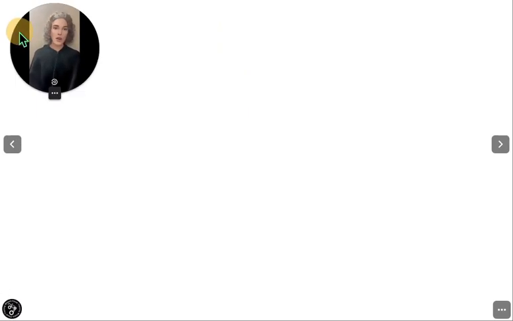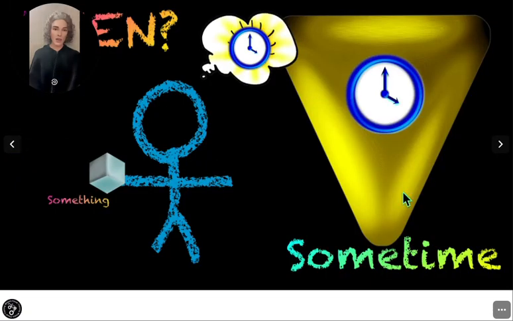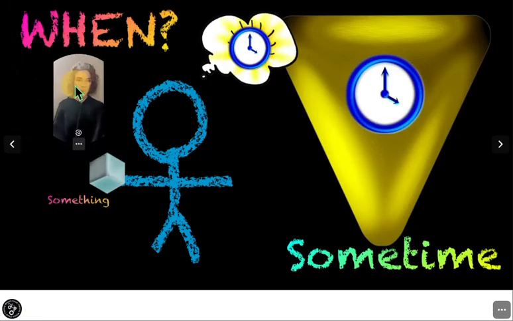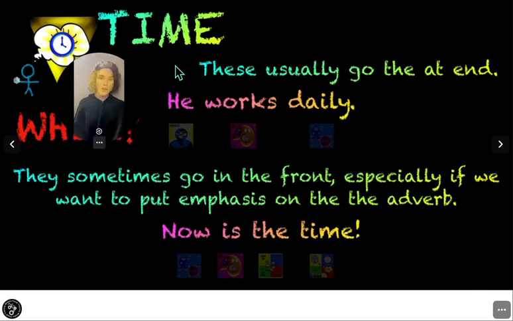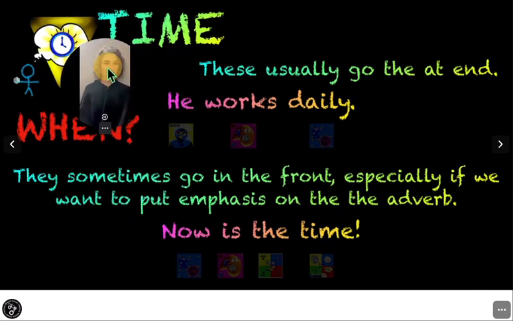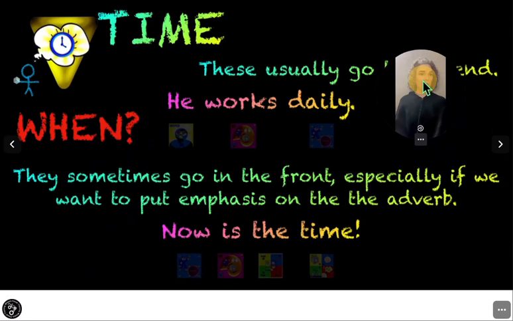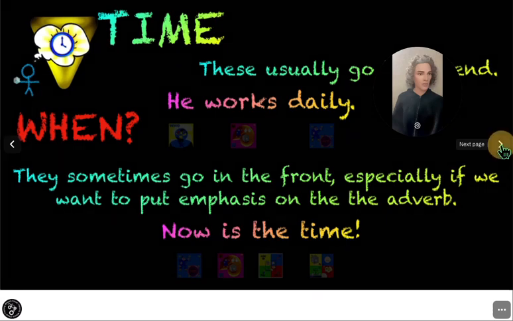Here we go. They ask the question when. Okay, when. When is something, right? Sometime. Okay, time. When. These usually go at the end. He works when? Daily. They sometimes go in the front, especially if we want to put emphasis, to give strength on the adverb, to make the adverb stronger, to make when stronger. Now is the time, for example.